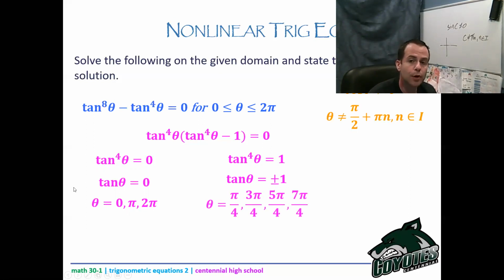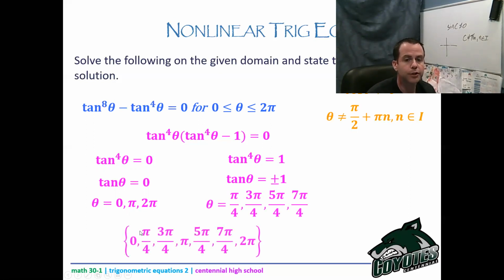Okay, so put all that together, my solution set in order would be 0, pi over 4, 3 pi over 4, pi, 5 pi over 4, 7 pi over 4, 2 pi. Remember, I really want you to get in the habit of writing those guys in order from smallest to largest so that we're all communicating the same way.